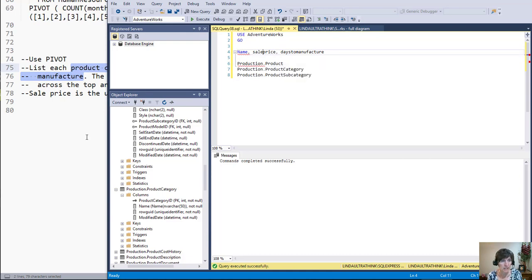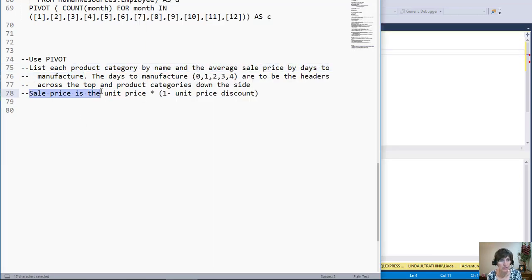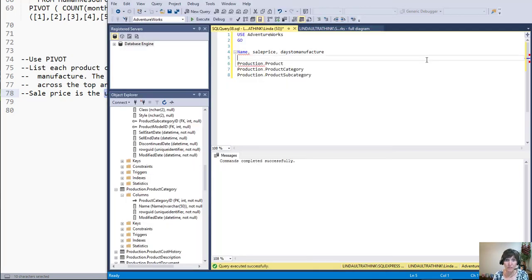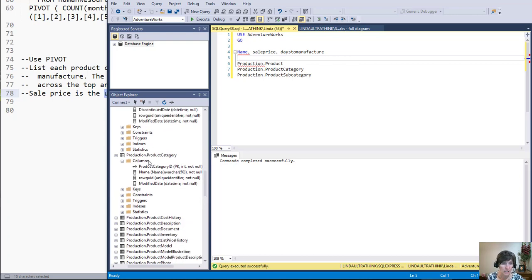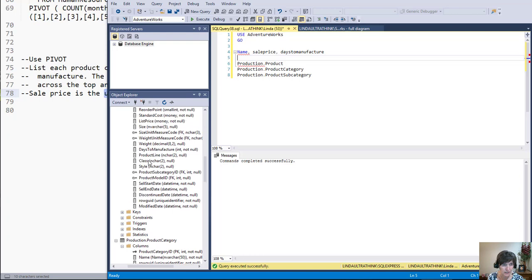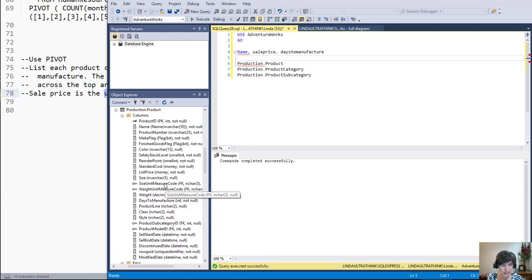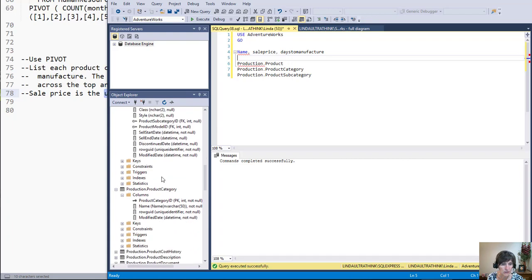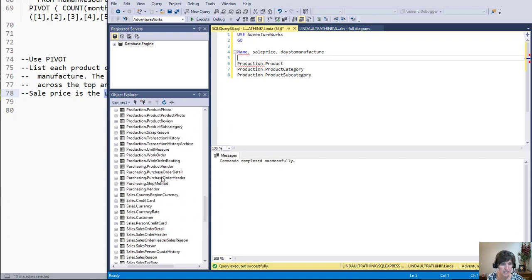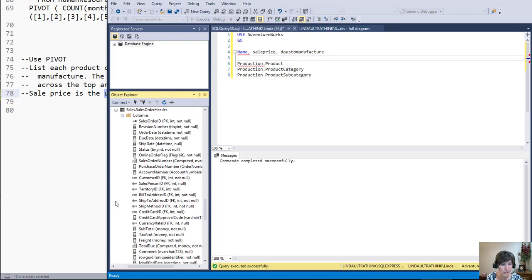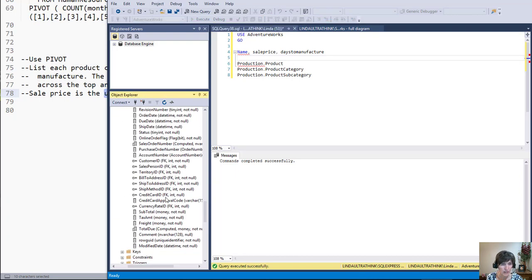Okay, sales price. If we look over here, we're given a clue about sales price, and it says that it is the unit price times 1 minus the unit price discount. So we need to figure out where unit price and unit price discount might be, and let's see if production has that. And the product doesn't have a unit price. It's talking about sales price, so let's go down till we get into the sales section and see if we might find something there. So let's look at the sales order header, and there's nothing in there.